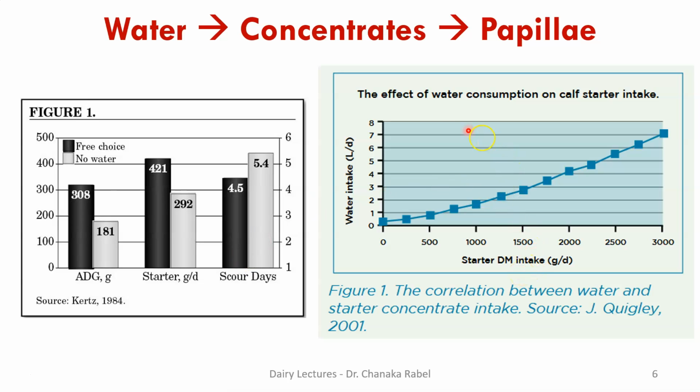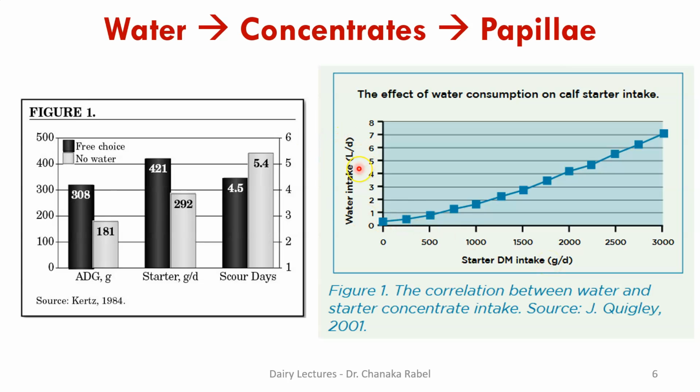So basically, this experiment from 2001 shows the effect of water consumption on calf starter intake, right? The more water the calf drinks, the more calf starter the calf consumes, even up to 3 kilos here. Why is that? Because calf starter is dry feed. If the animal feels it doesn't have enough water in the system, the calf won't eat calf starter, right?